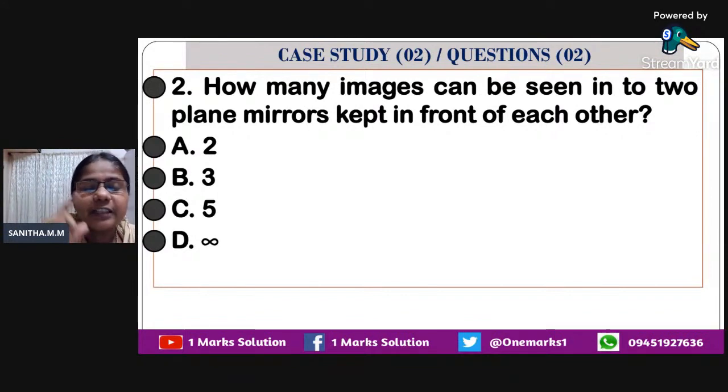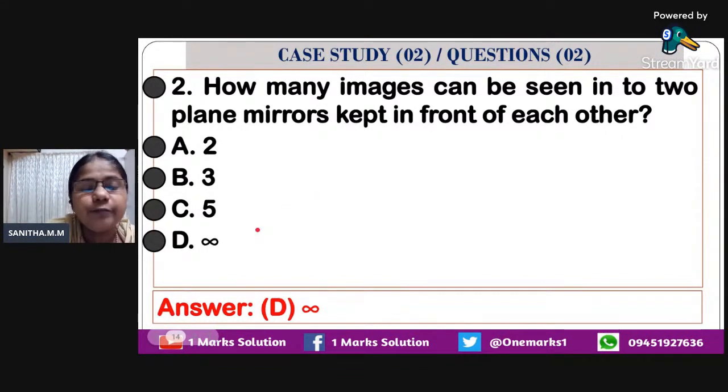I'm just recollecting one incident. That is in the Madurai Meenakshi temple. You can see that when you are entering, it is full of mirrors. So when you are standing there, you see that a number of images are there. That is because of this. What is the answer here? The correct answer is infinite. Infinite images you can see if you are placing two mirrors parallel to each other.